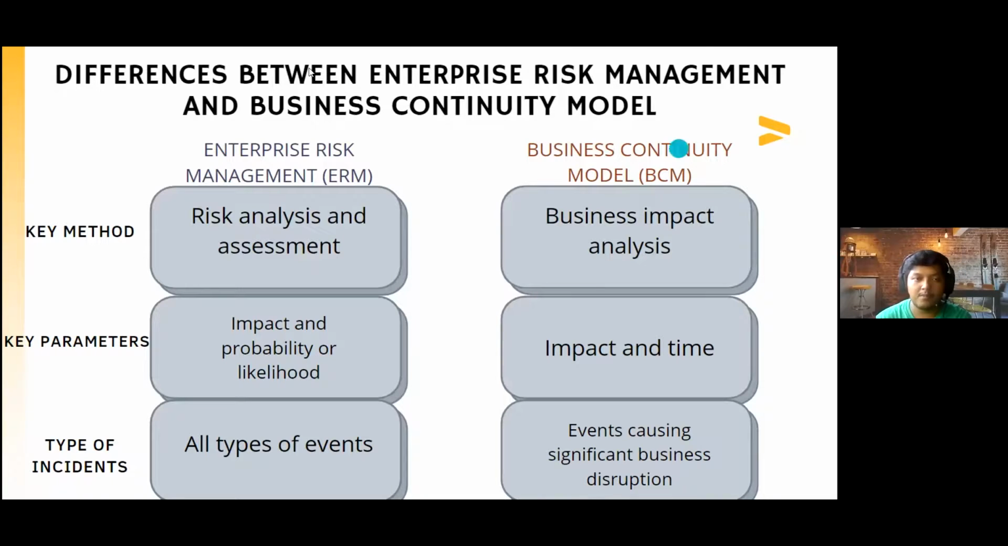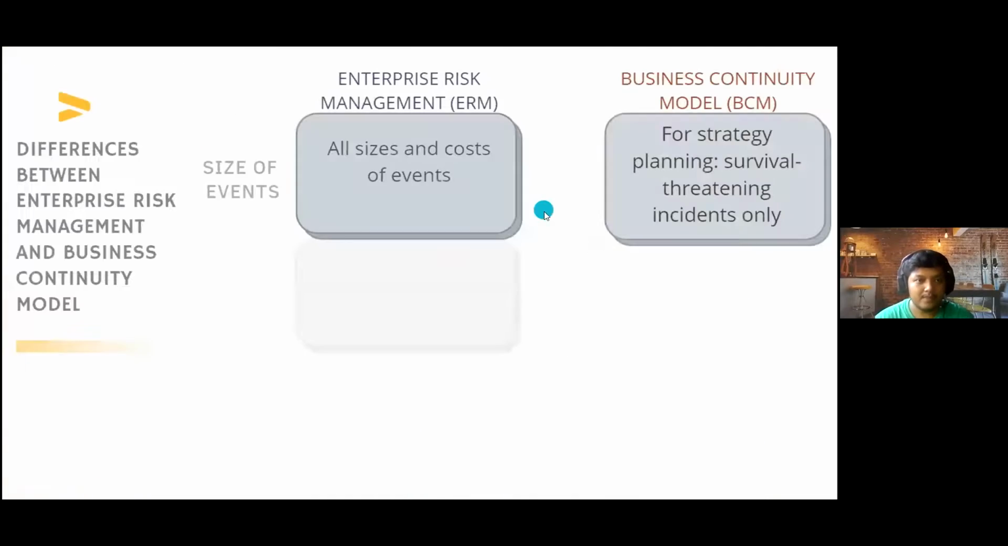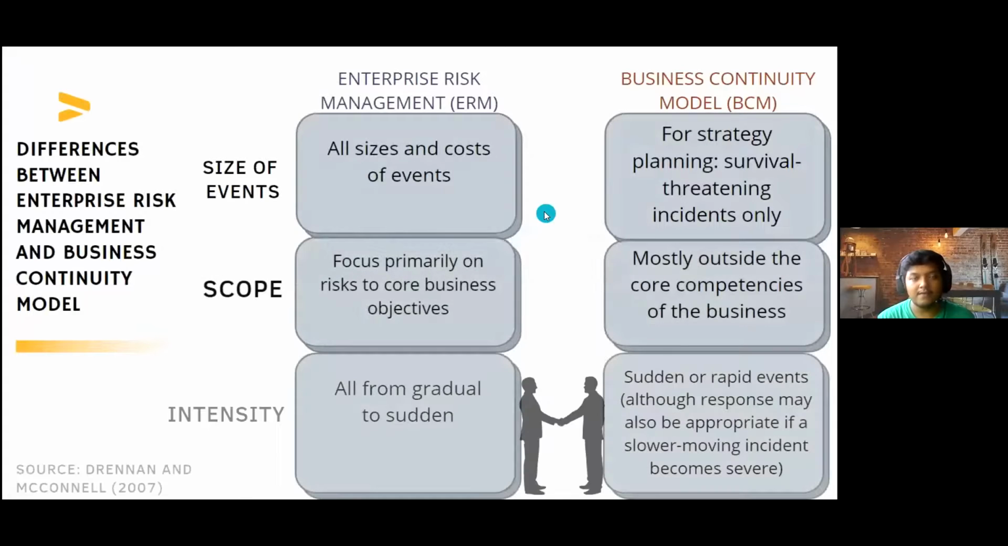Okay, next, we move on to the size of events. Firstly, enterprise risk management, ERM, covers all sizes and costs of events. So it requires a larger scope, as I said just now, than the business continuity model, which is for strategy planning for survival-threatening incidents only. Like, for example, as I said just now, cyber security attacks. So it's the strategy planning to overcome that problem.